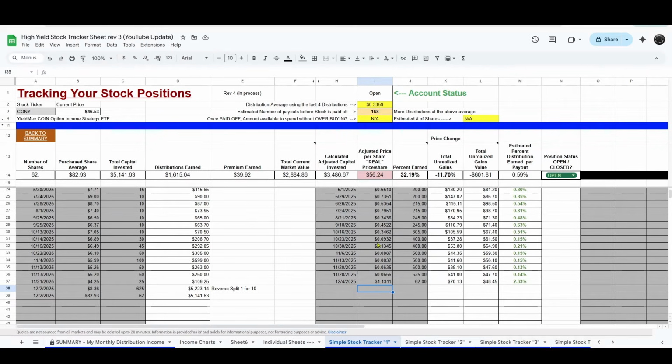So that brought it down to 56.24. I'm still red in the play, right? I'm still showing a loss, but I'm only 11% down in the play. Not too bad at all, especially with Bitcoin the way it's been.